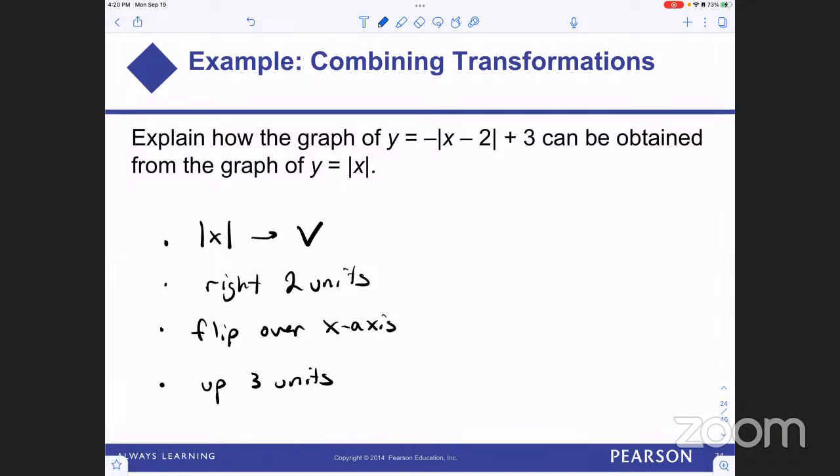Okay, so absolute value of x is basically the V, and we're following the vertex at the origin. This guy says to go right by 2. This guy says to flip over the x-axis, and this one says to go up by 3. Okay. V, we said go right 2, flipped vertically, and then go up by 3.